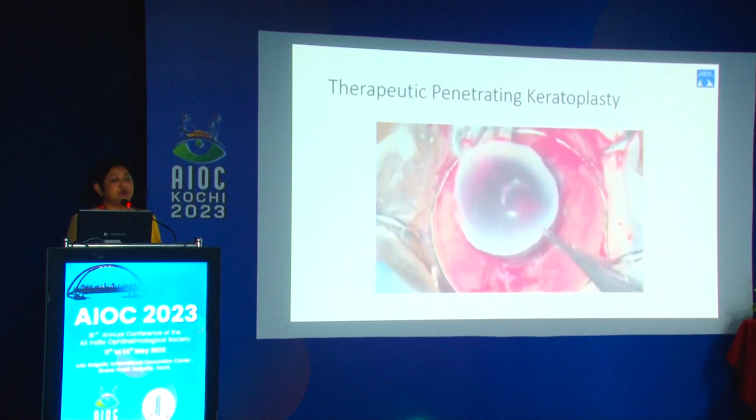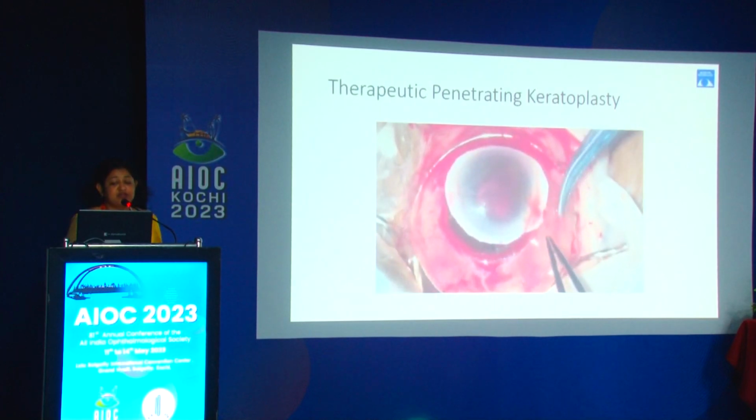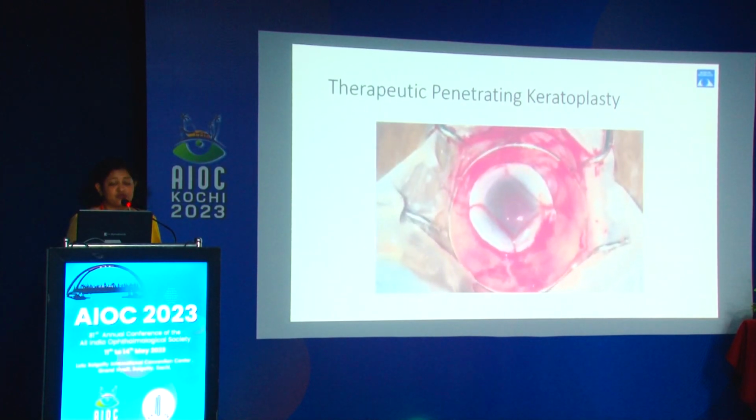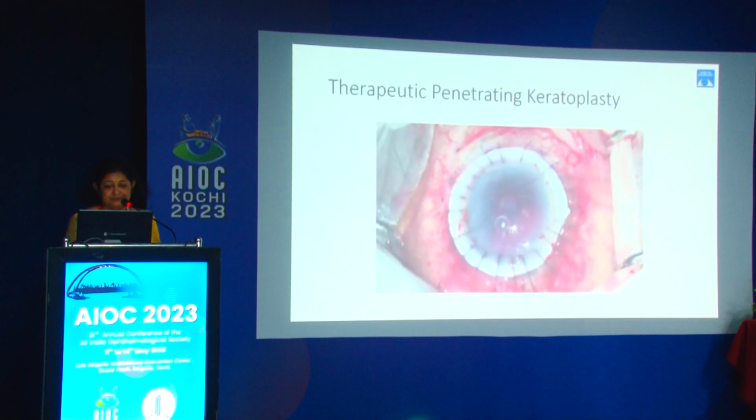And then suturing of your graft with either a 9-0 or a 10-0 nylon. Since this was a larger graft, we have taken 24 sutures. Bury your sutures and remove the Flieringa.